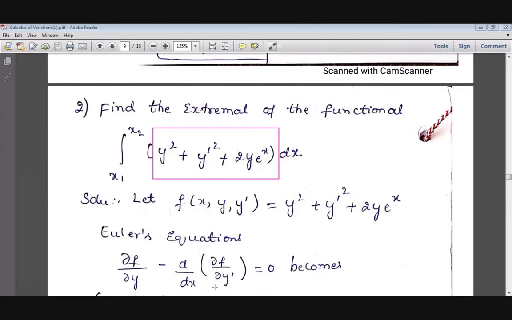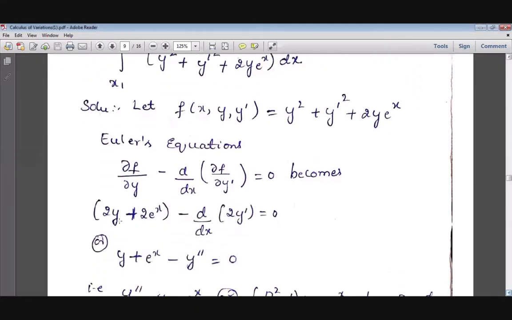You'll then write Euler's equation because Euler's equation is the condition to find the extremum. Write Euler's equation, differentiate partially with respect to y. If you differentiate this, 2y plus 2 e power x minus d by dx, as it is dou f by dou y dash. Only this one we need to differentiate. So 2y dash.